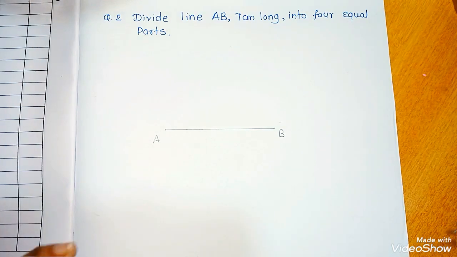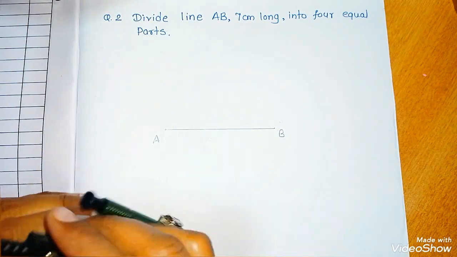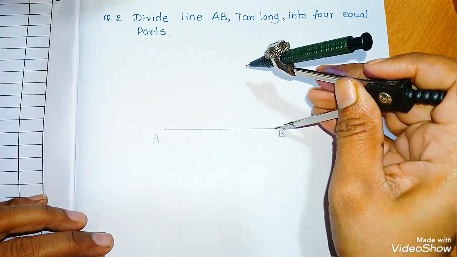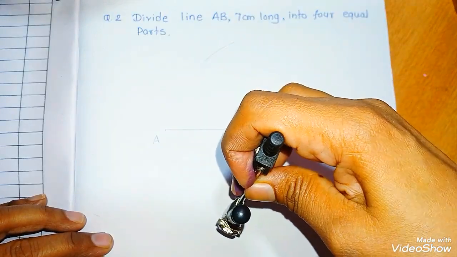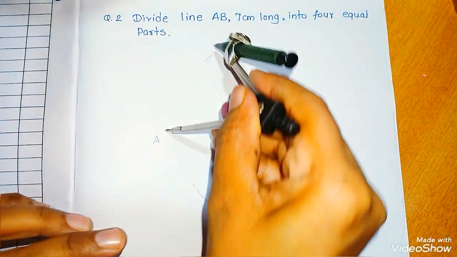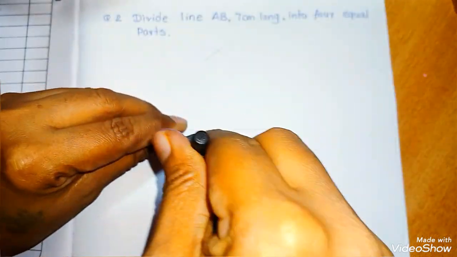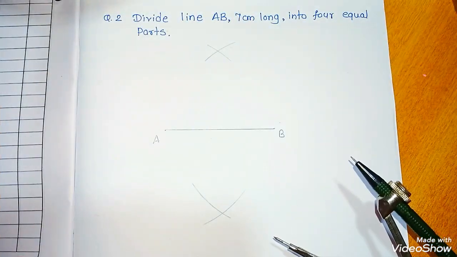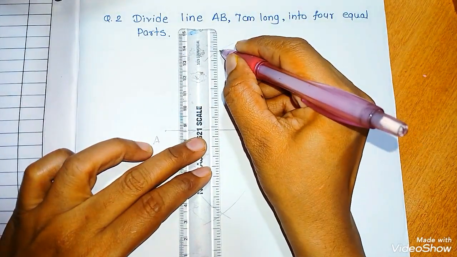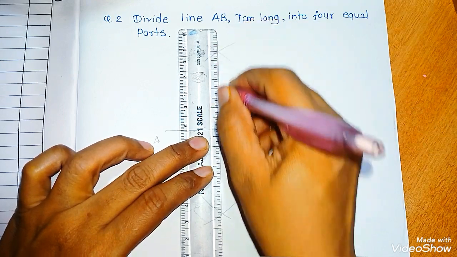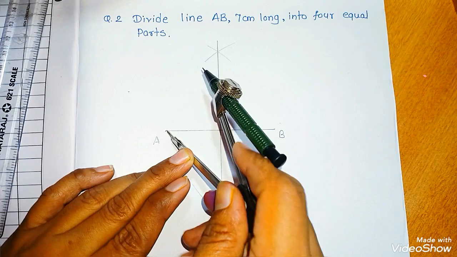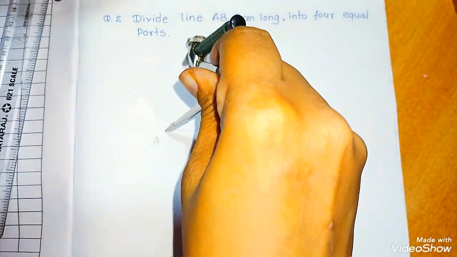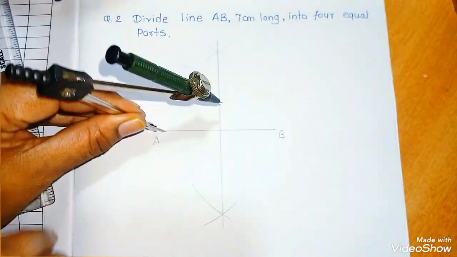So first you draw the perpendicular line. This is the point O. Divide line AO further into 2 equal parts, first the left side, then the right side. Name the bisecting point as C. Similarly, divide line OB into 2 equal parts. Name the bisecting point as D.